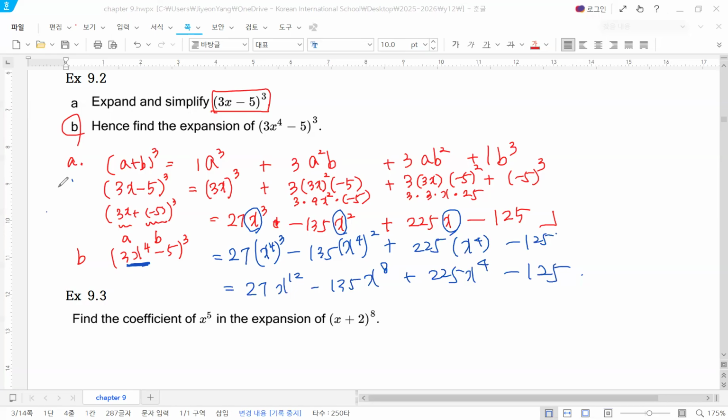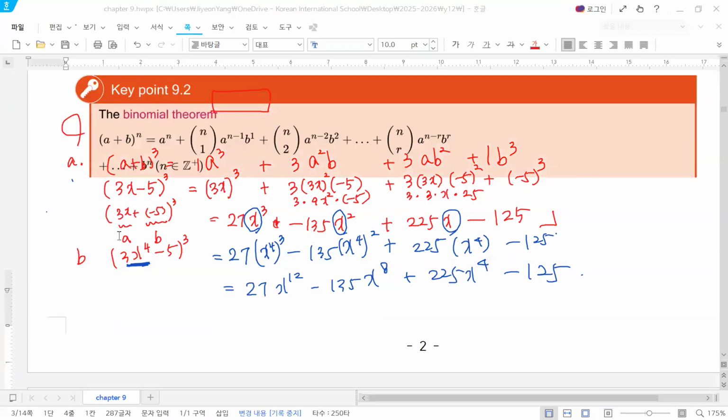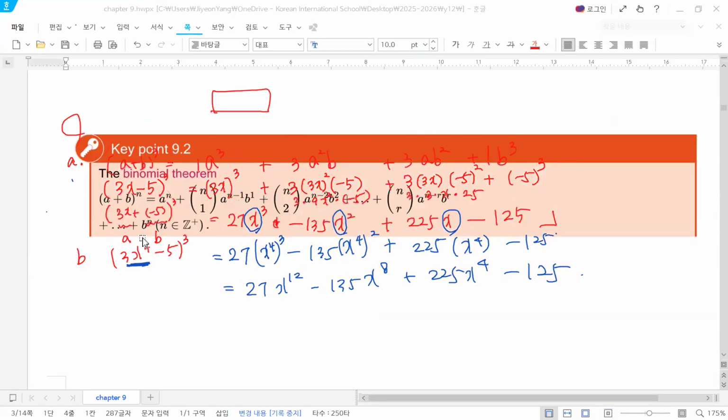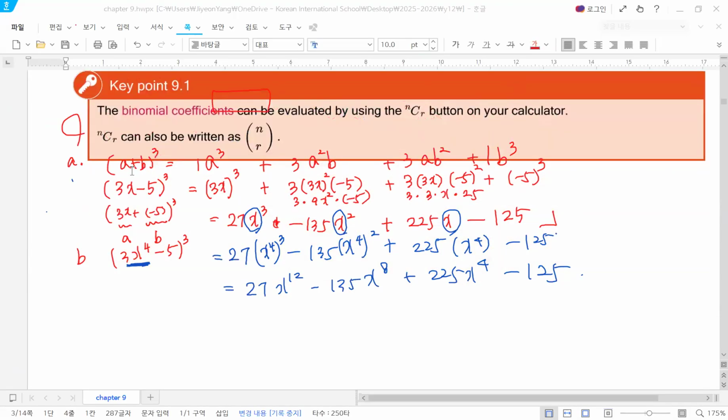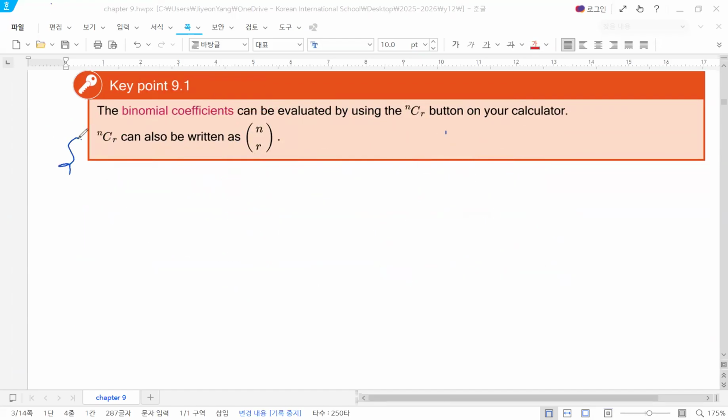Before solving example 9.3, I want you to write down one thing here, students. Please go to key point 9.1. You're going to learn this property later, but it's going to be useful if you learn this one now. n combination r is actually the same as n combination n minus r. Please write it down fast. I'm going to show it to you.